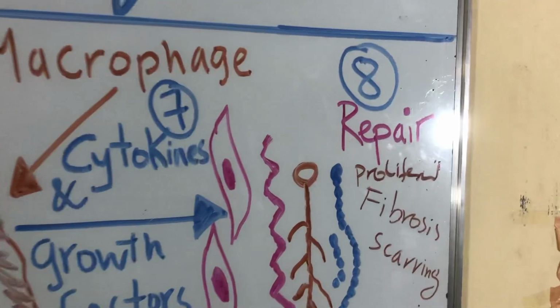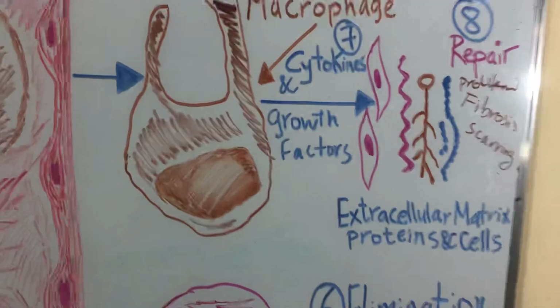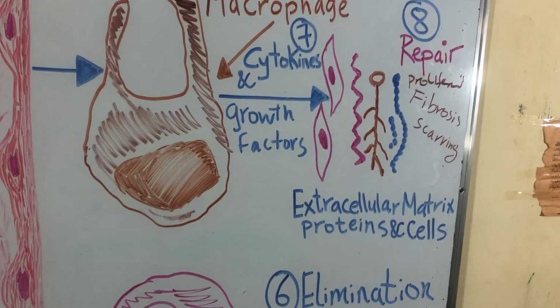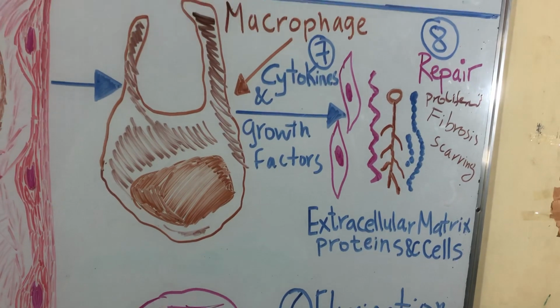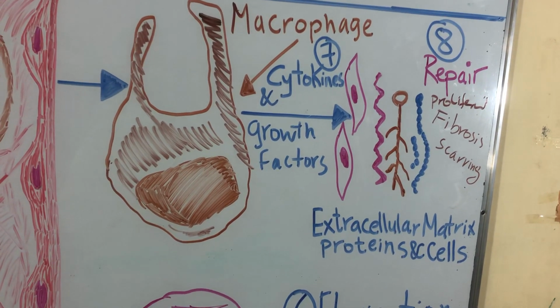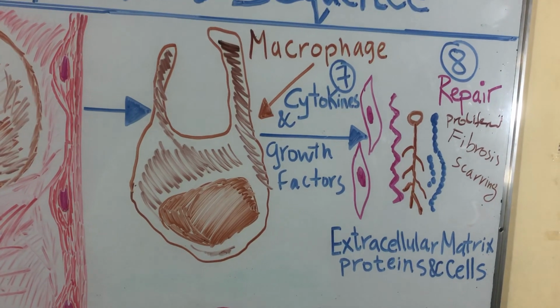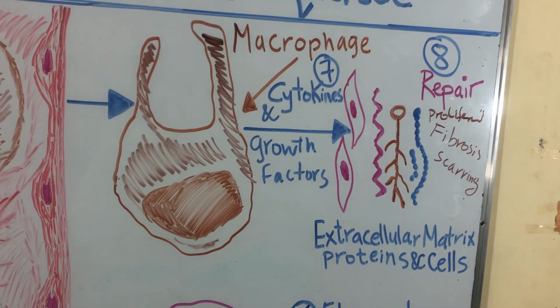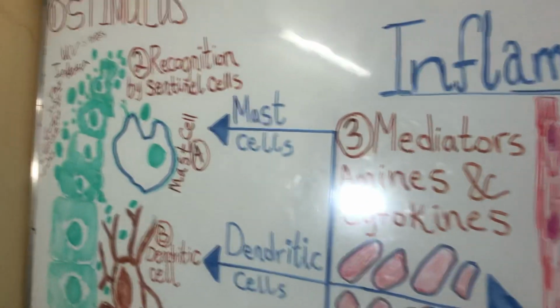Then we have repair. That's step number 8. So it's very important. These extracellular matrix proteins and cells interact with the cytokines and growth factors released from macrophages that initiate the repair process. It's very important to know the steps.